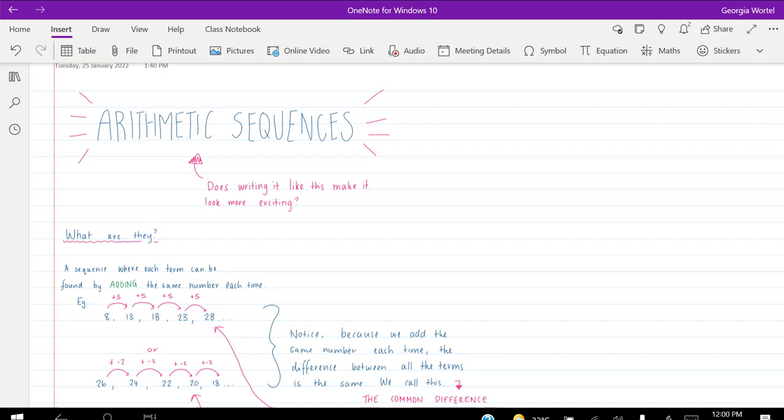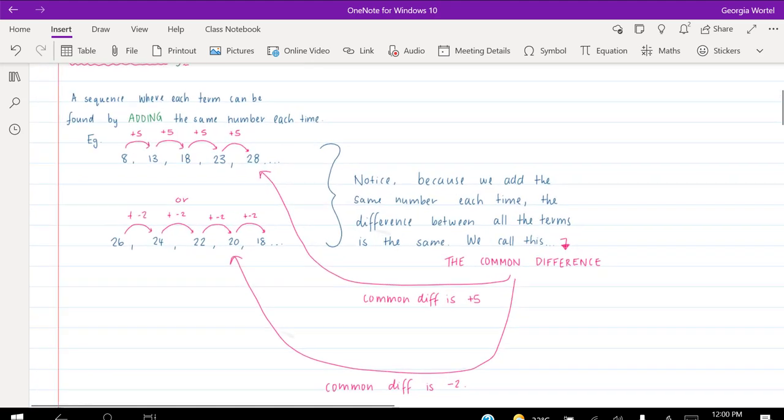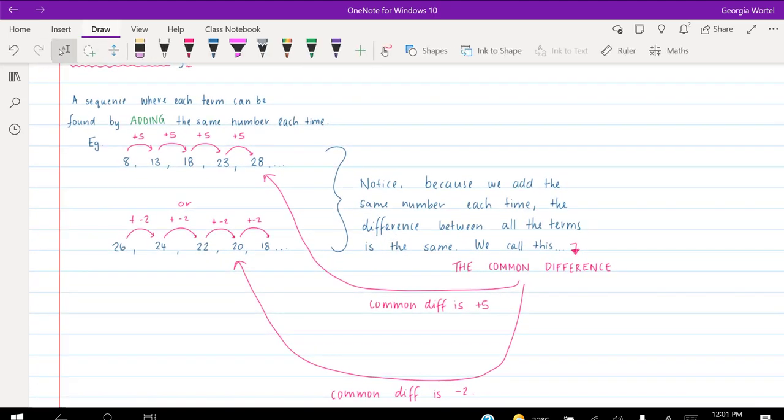What are they? A sequence where each term can be found by adding the same number each time. So it's really similar to what we did yesterday, but an arithmetic sequence in particular is when you're only adding. You're adding the same number every single time to get the next term. An example there is 8, 13, 18, 23, and 28. Thinking about what you're adding there, you're adding 5. 8 to 13 is 5, plus another 5 to get to 18, another 5 to get to 23.